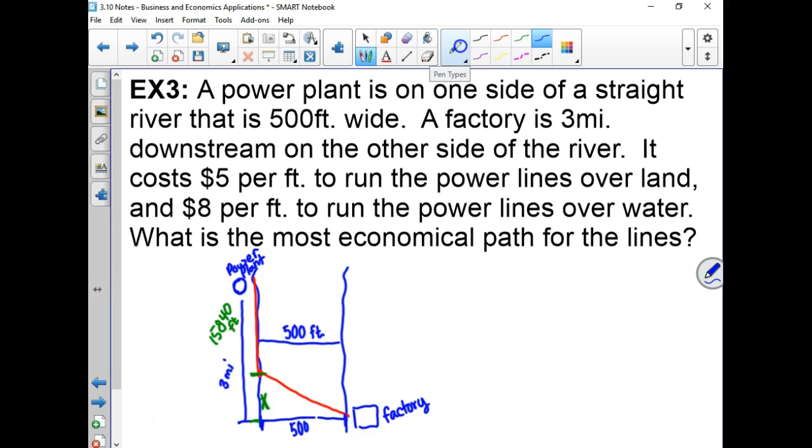Okay. So this part right here, we could do Pythagorean theorem to find this length. That's our over water distance. So x squared plus 500 squared equals the distance squared. So we would square root both sides of that. So that distance right here is going to be the square root of x squared plus 500 squared, which is going to be, what, 25 with 4 zeros.